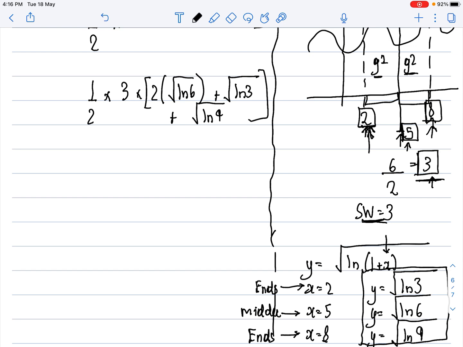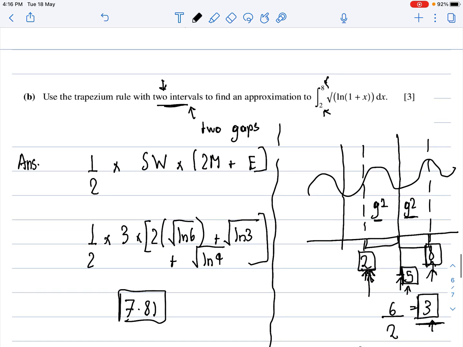So when I solve this, the answer I get is 7.81. Okay, this is what I get.